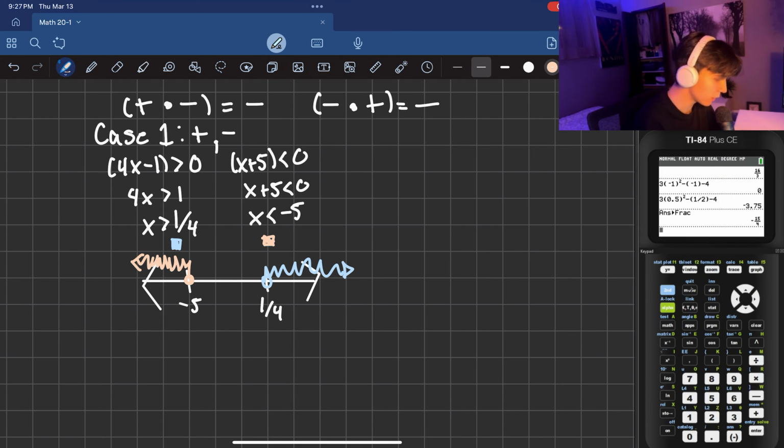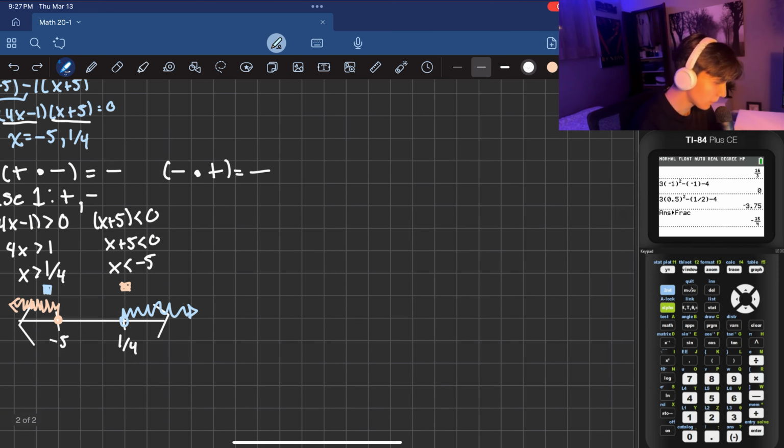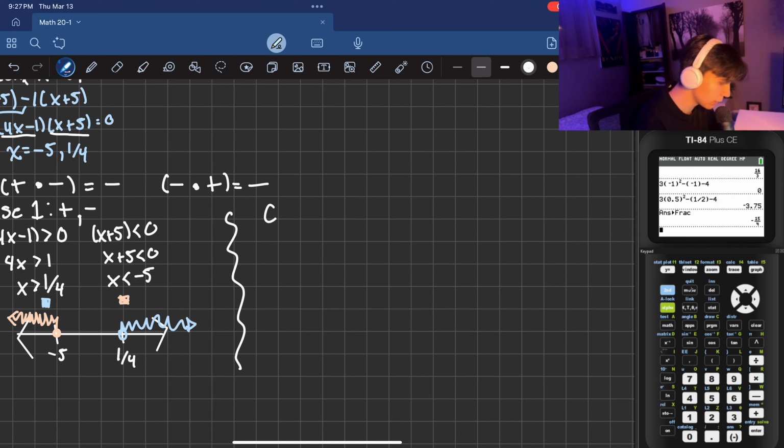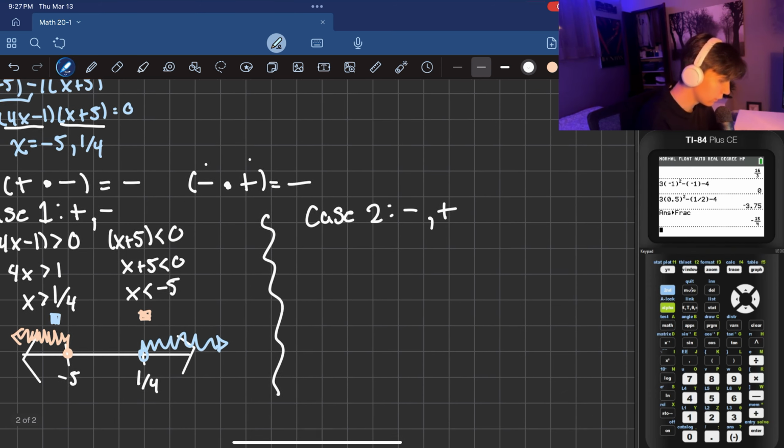So as you notice in case 1, there is no overlapping, meaning we have no actual solution here for our first case. But again, this is why we have our two cases, because we have our case 2 where we have a negative and a positive. So we're just going to set our factors negative and positive.